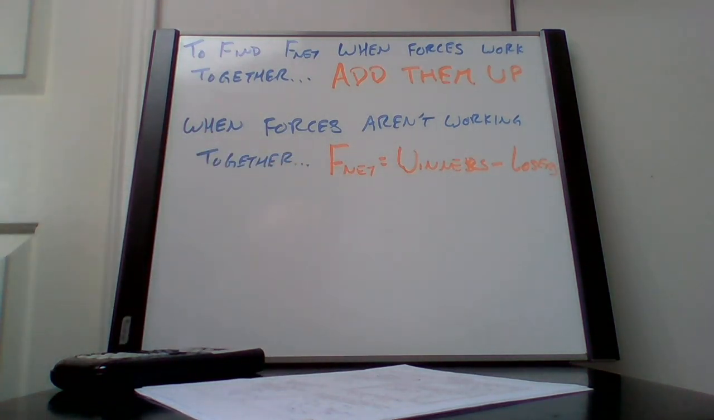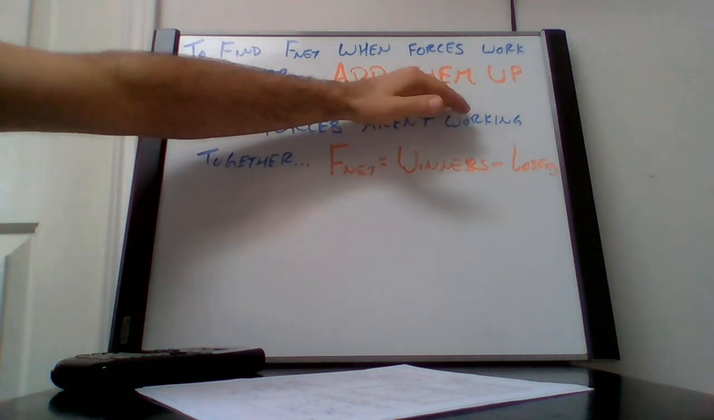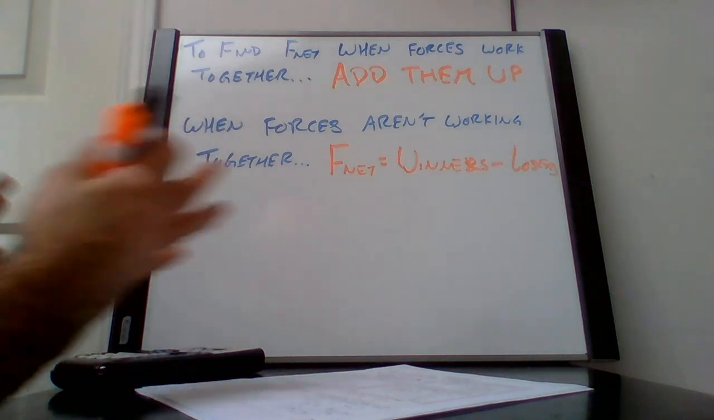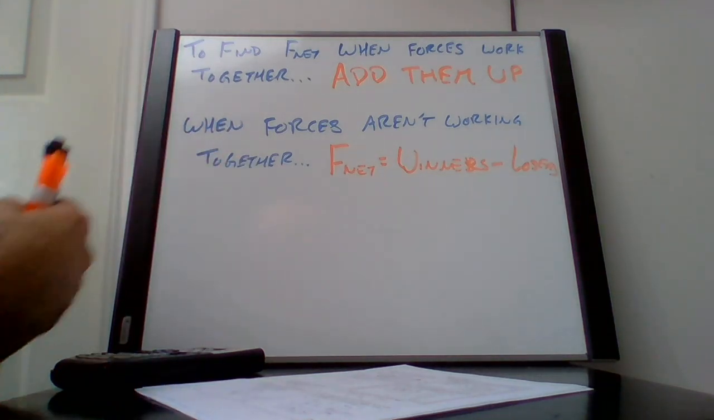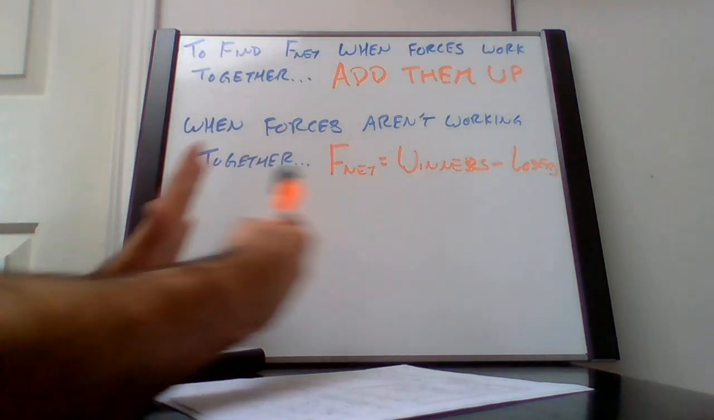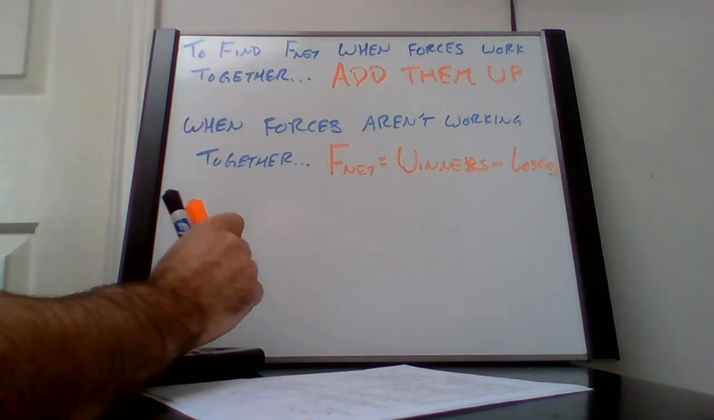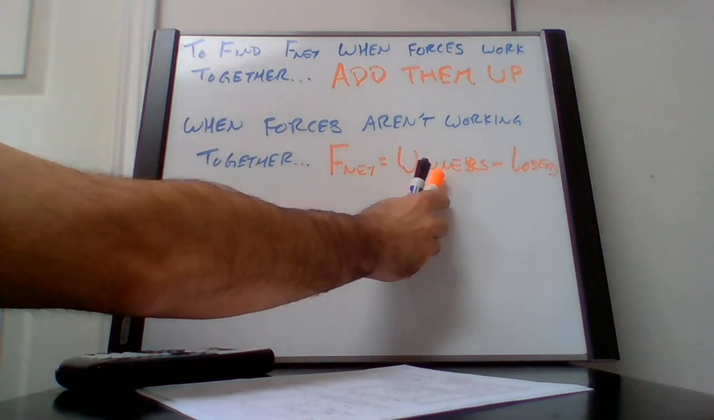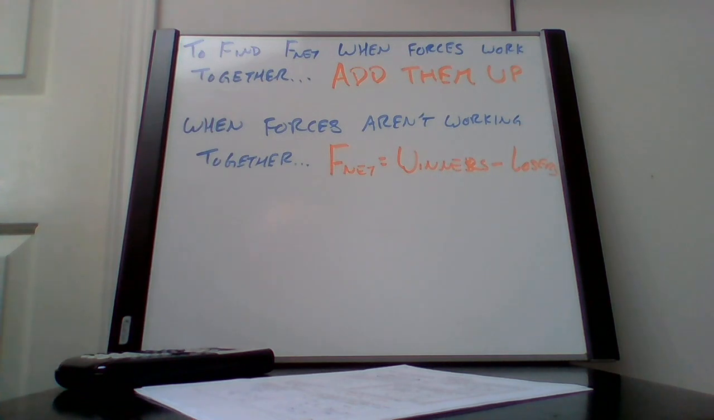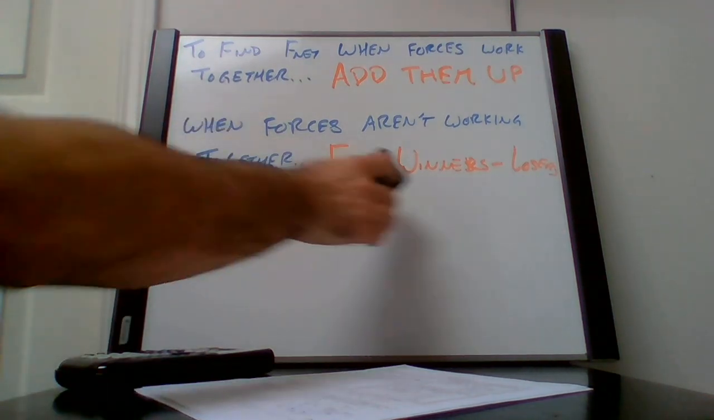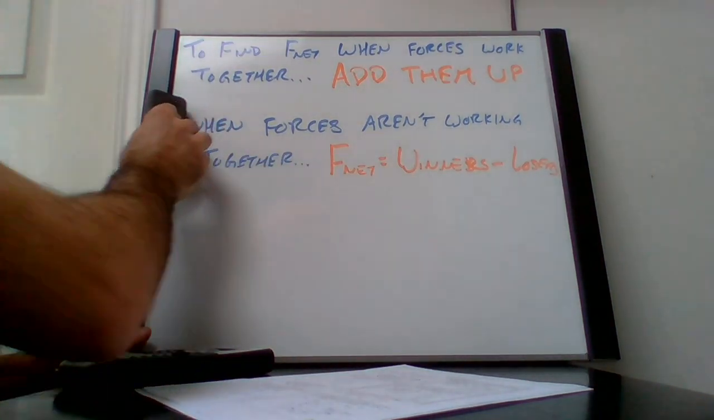But these 2 boxes here are going to be very helpful. When forces are working together, we add them up. When forces are working against each other, whoever has the stronger force is going to win that situation, and so it's the winner's force minus the loser's force. So this is when people are working in opposite directions. We'll come back to this part when we talk about the Batmobile, like I said.